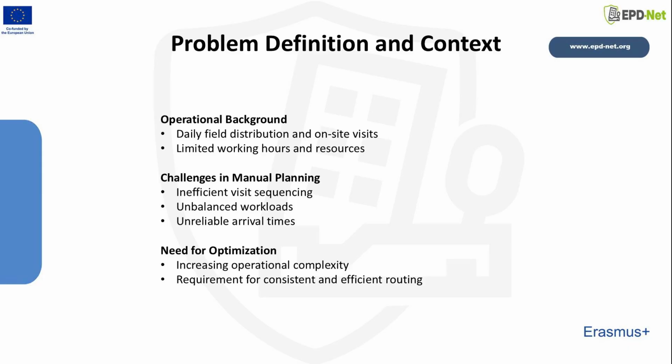In workforce routing scenarios, field distribution operations typically involve daily on-site visits to multiple locations within a limited working period. These operations must be carried out using a fixed number of personnel and resources, which places significant pressure on planning and scheduling processes. When routes are planned manually, several challenges often arise. Visit sequences may be inefficient, leading to unnecessary travel and time loss. Workloads may be unevenly distributed among staff, and estimated arrival times may become unreliable, affecting service quality and customer satisfaction.